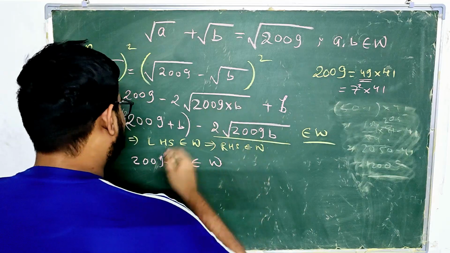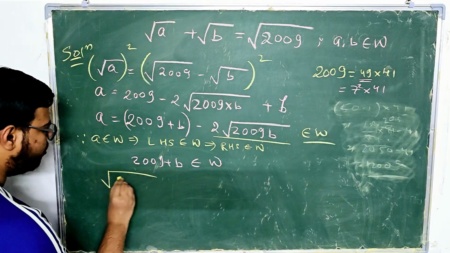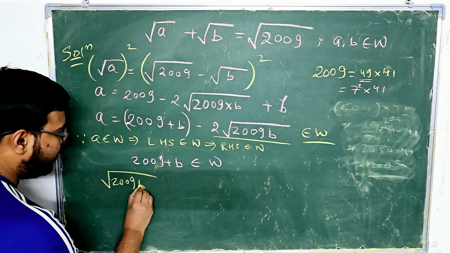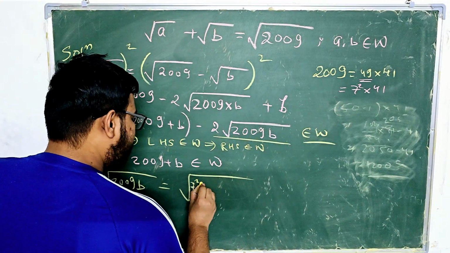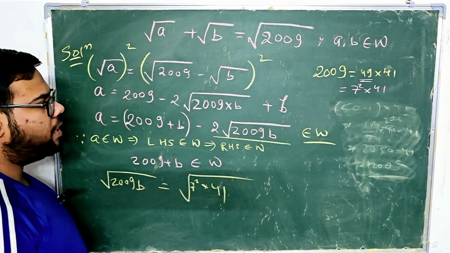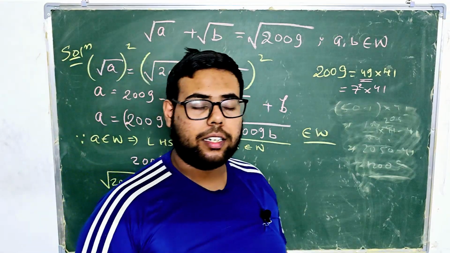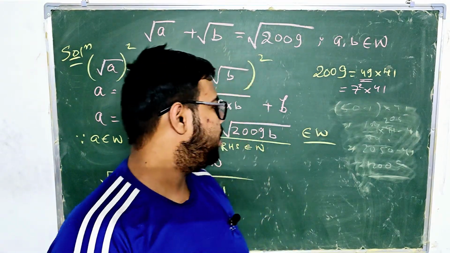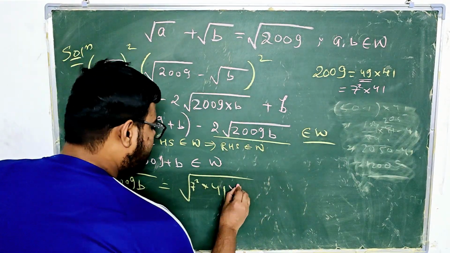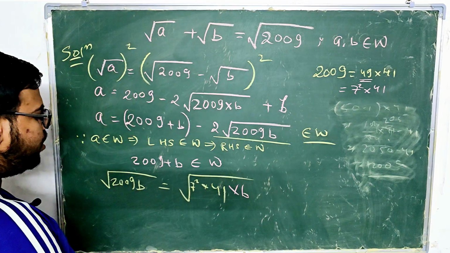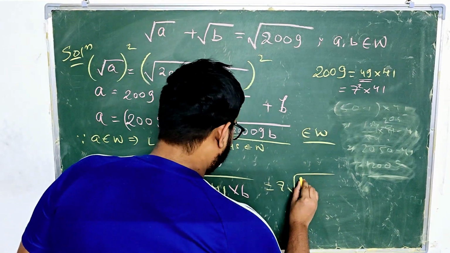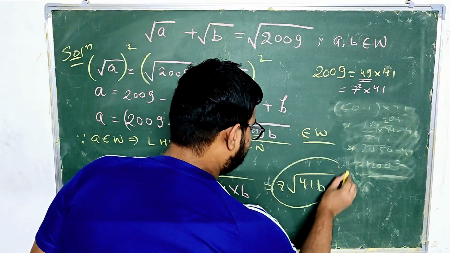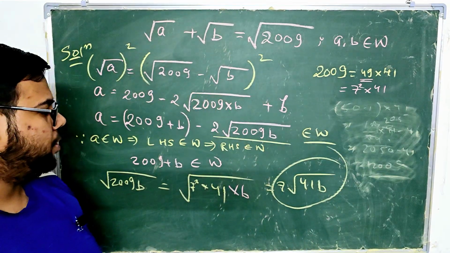So it is 7 squared times 41. So you can write this square root term, square root of 2009b, as equal to square root of 7 squared times 41 times b, and we all know that 41 is a prime number, right? So clearly you can bring 7 outside, so you'll get 7 times square root of 41b. So you got this expression.